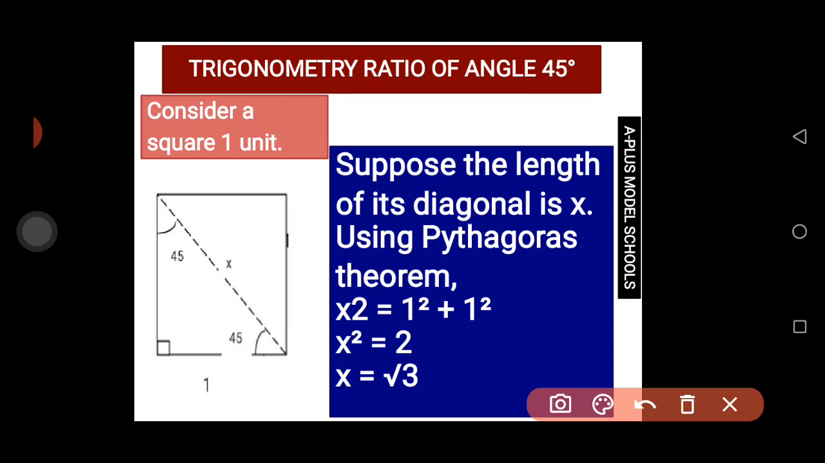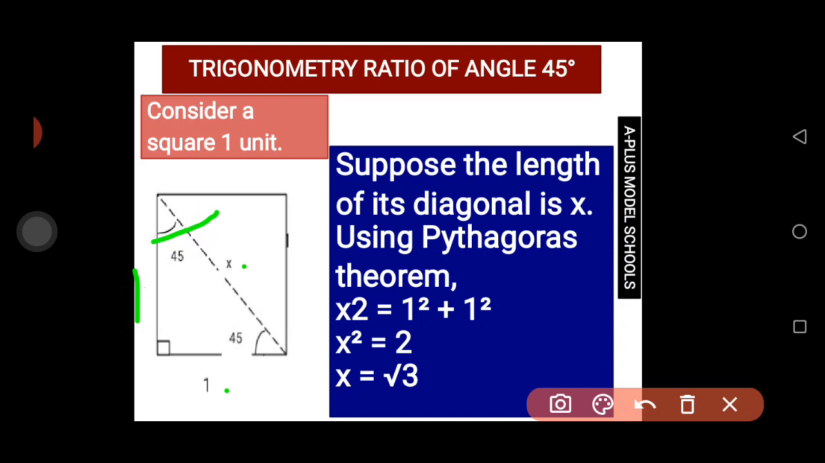Why? Because the angle is 90 degrees before, but when we bisected it into two, that is 90 divided by 2, which will give us 45 degrees. You can see that it's quite different from the previous one. So suppose the length of the diagonal is x. Now, using Pythagoras rule, we have known this angle to be 45, this side to be 1, and this side to also be 1, since it's a square of 1 unit.